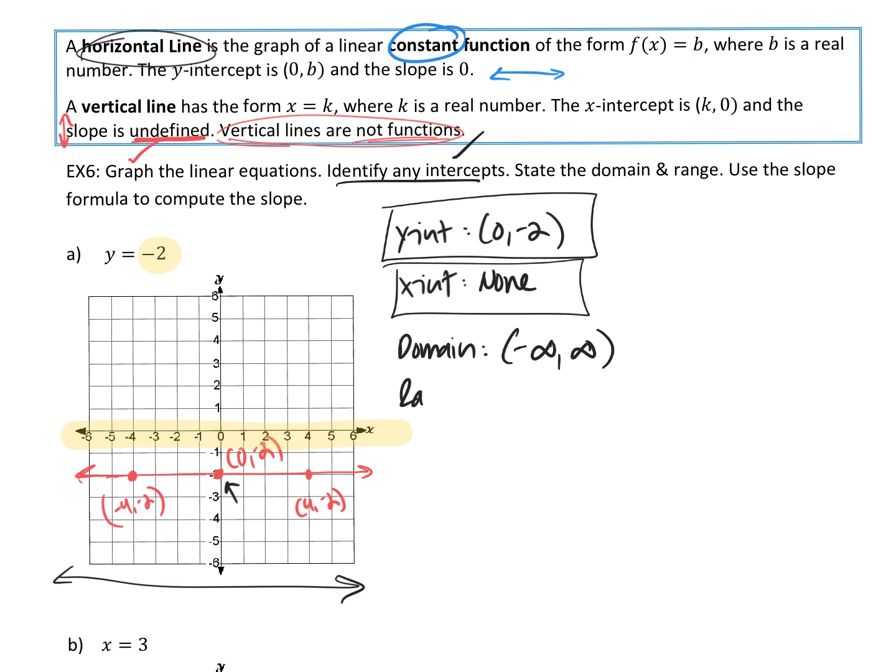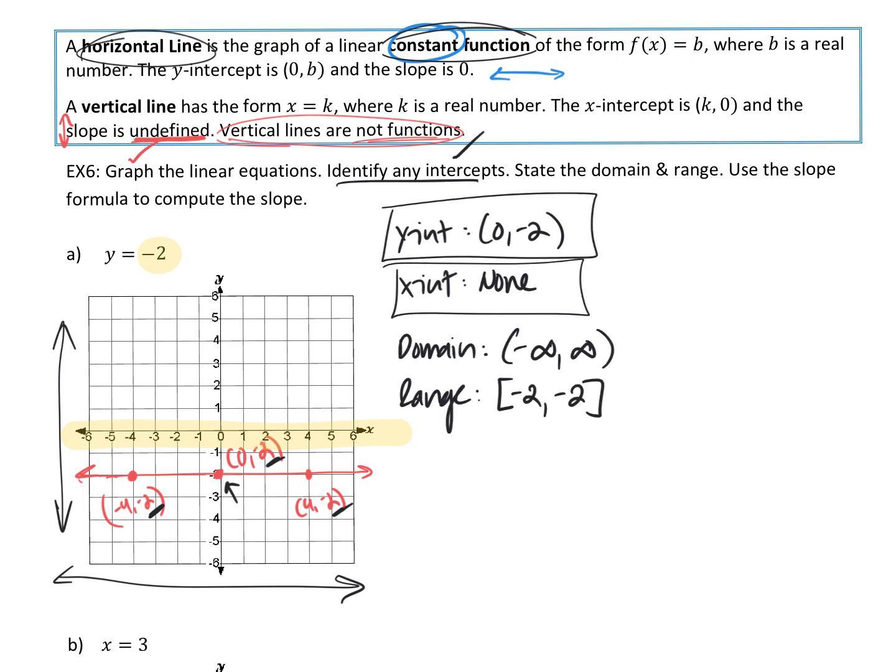How about range? Range, again, we're talking about the numbers we use along the y. And we only use one number. We only use -2. -2, -2, -2. It's never going to change. It's constant. Hence the name constant function. So because of that, the range goes from -2 to -2.